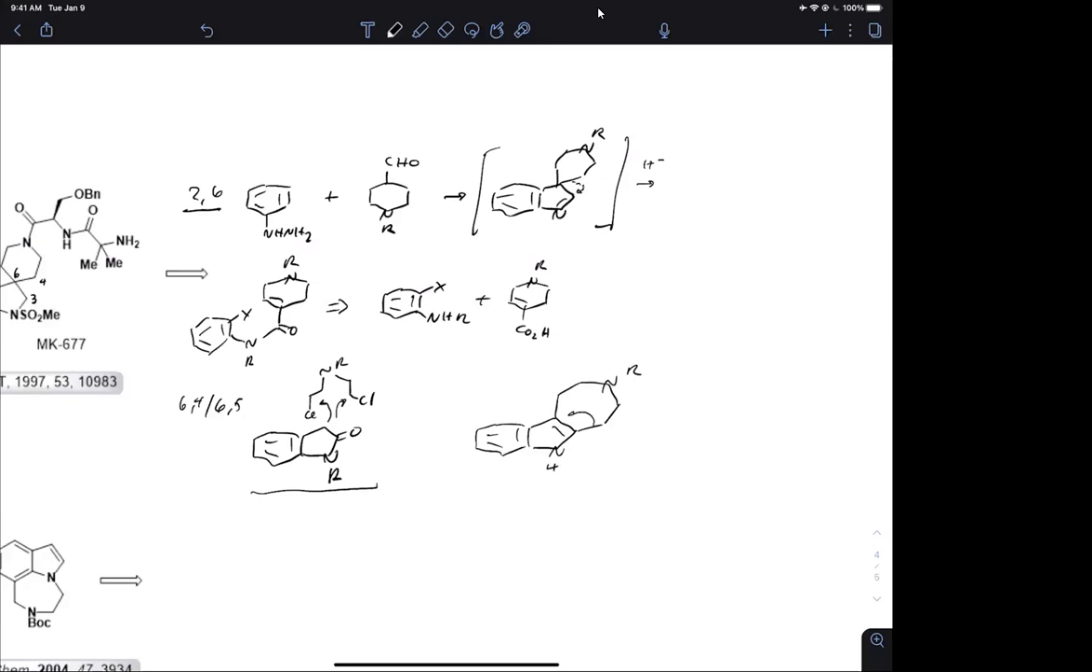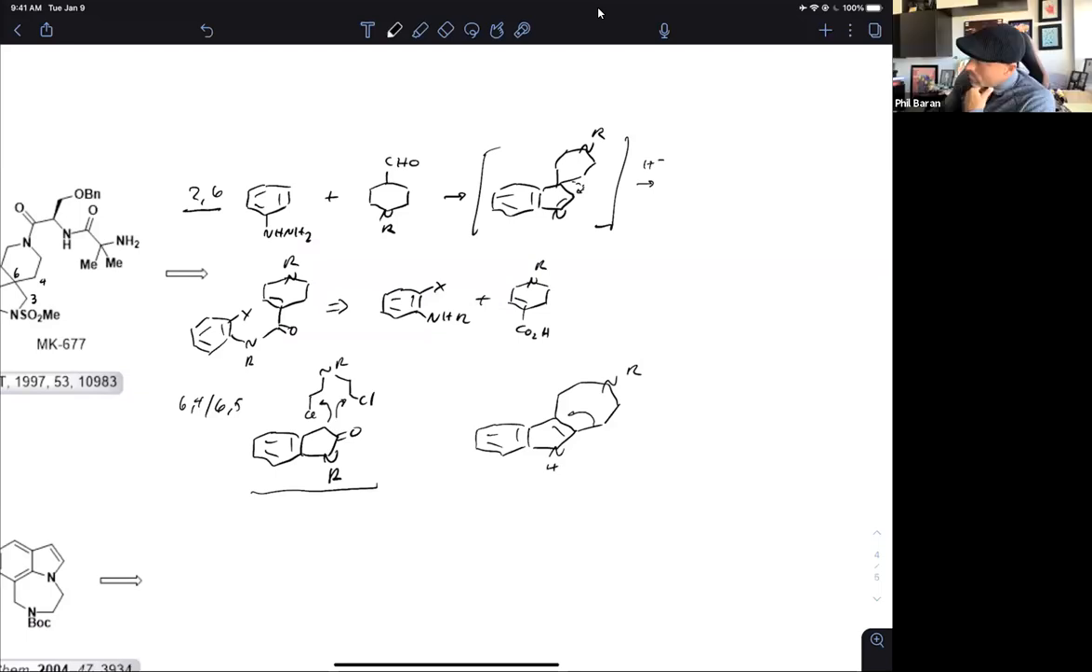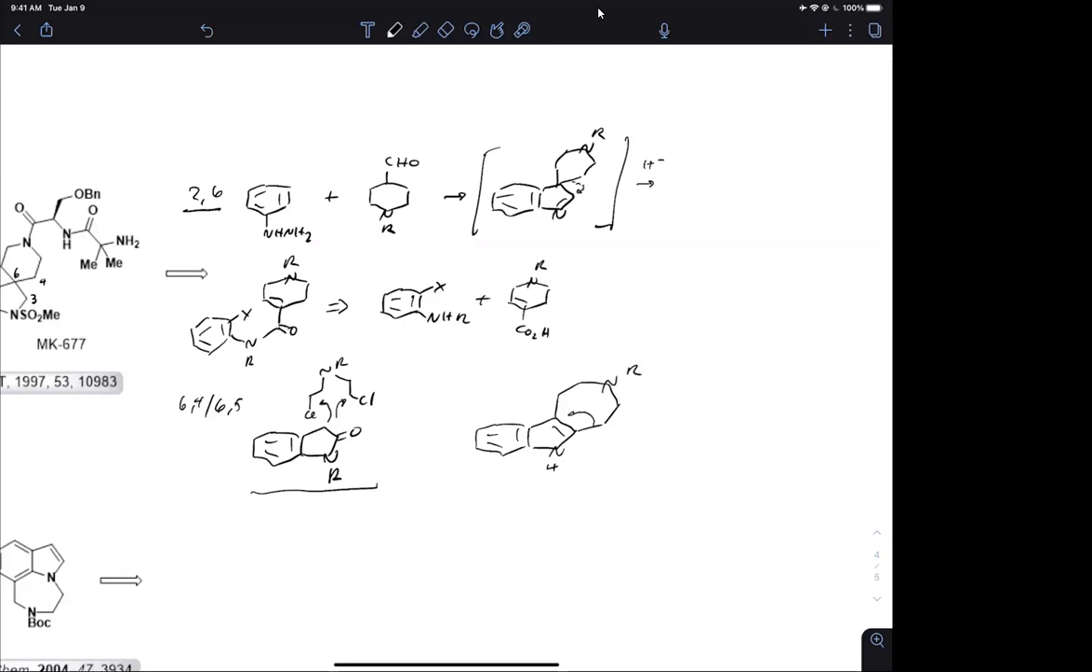Would it be electronically driven at this point, like an alpha beta effect? Well, it's just proximity driven at this point. You've got a pi system, and Overman has pioneered this kind of strategy to get this kind of intramolecular cyclization to go. And because you can't get the endo very easily, you'll get the exo as a result. Okay. Just geometrical reasons.